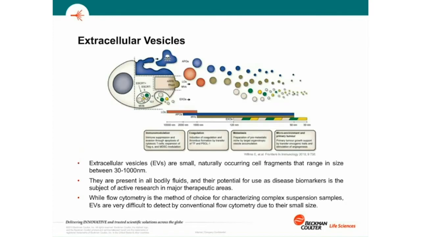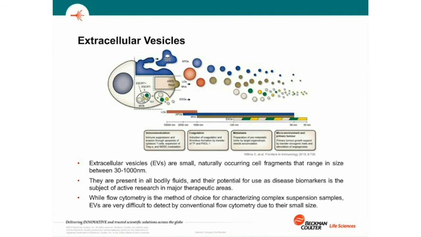Extracellular vesicles are small, naturally occurring cell fragments that range in size between 30 and 1,000 nanometers. They're present in all bodily fluids, and their potential for use as disease biomarkers is the subject of active research in major therapeutic areas. While flow cytometry is the method of choice for characterizing most complex suspension samples, EVs are very difficult to detect by conventional flow cytometry.